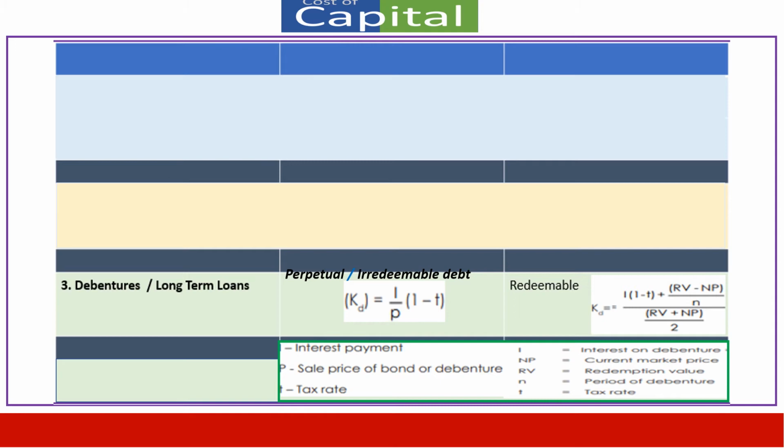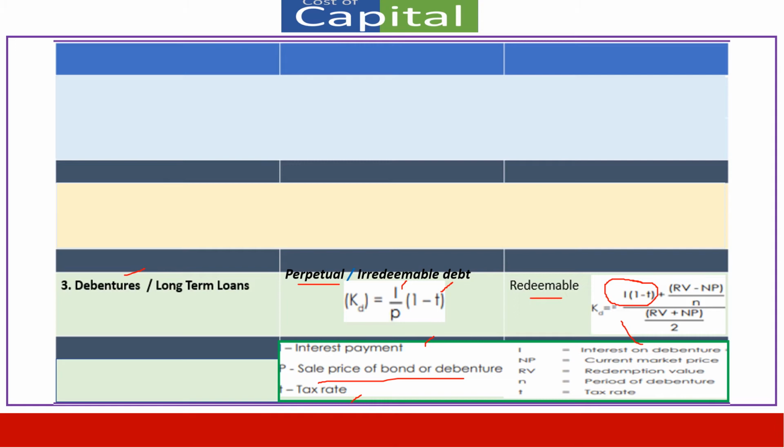Coming back to debentures, which can be perpetual or redeemable, you find this is as good as the same as the preference dividend, except tax shelter comes into picture in case of debentures. Whenever you pay interest, you get it as a deductible expense under taxation. Hence we take it after tax so that the impact is less. Here, coming to perpetual, I stands for interest payment, T for tax rate, divided by price, sale price of bond or debenture, less flotation once again.